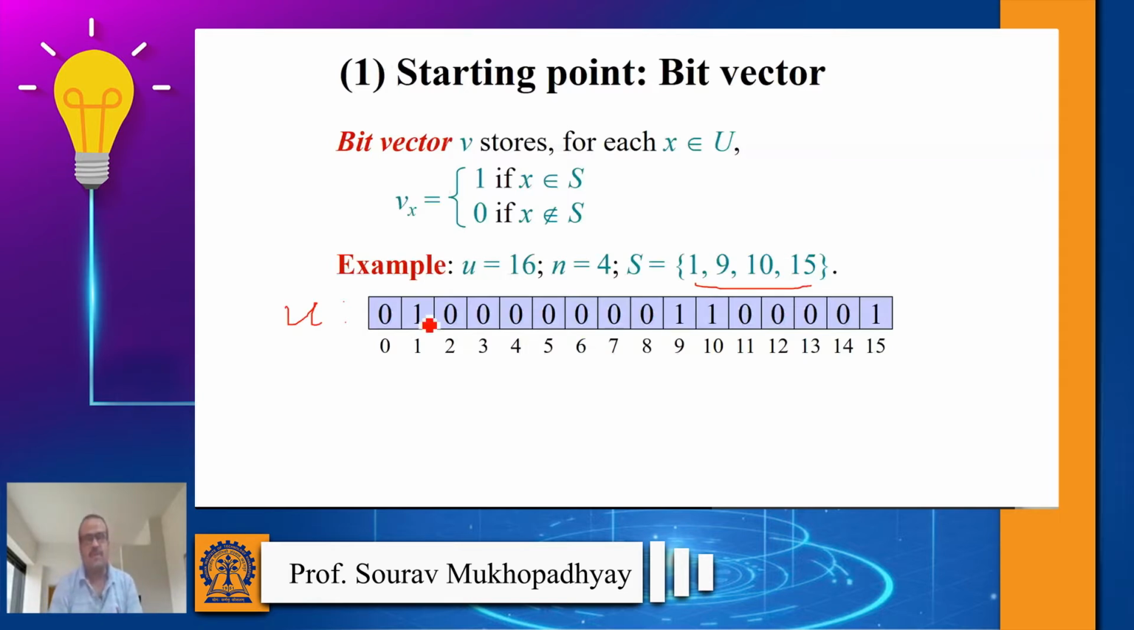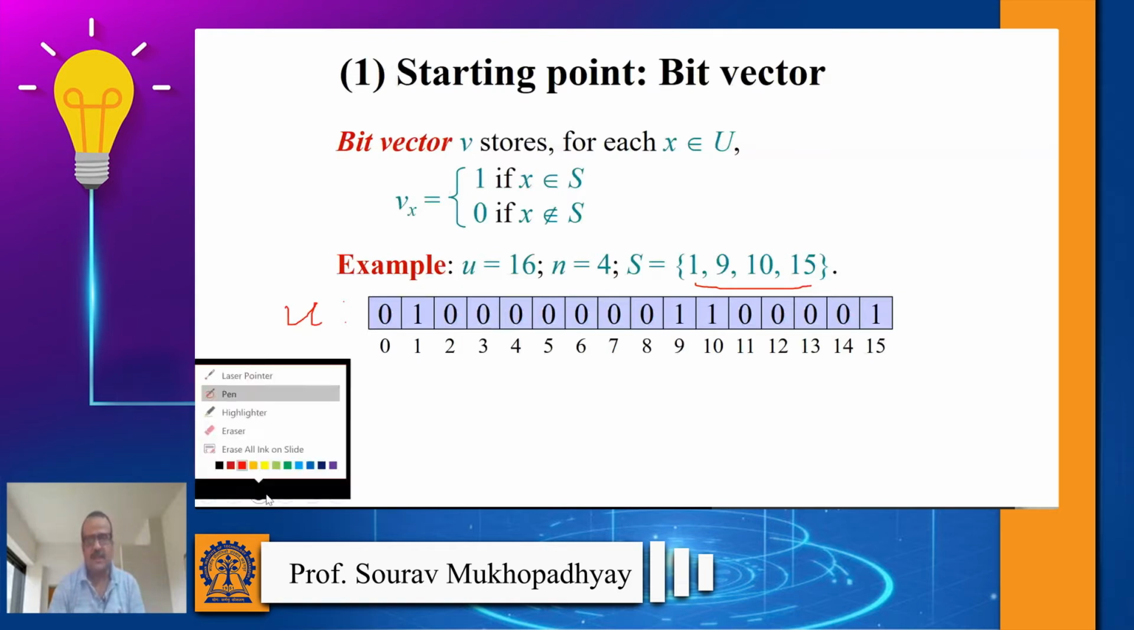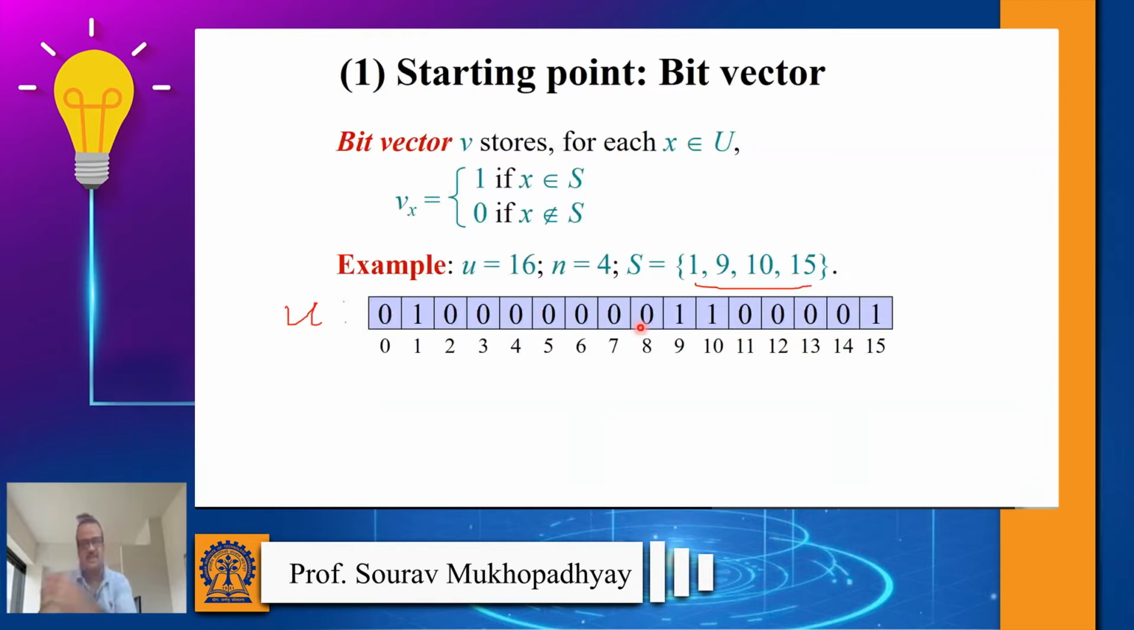So insertion and deletion are very trivial, just constant time. We just go to that field. Suppose we want to insert, say, 8. We go to this position and just make it 0 to 1. That is the insert operation. Similarly delete: if you want to delete 9, we go there and make it 0 if it is 1. But how to do the successor query?